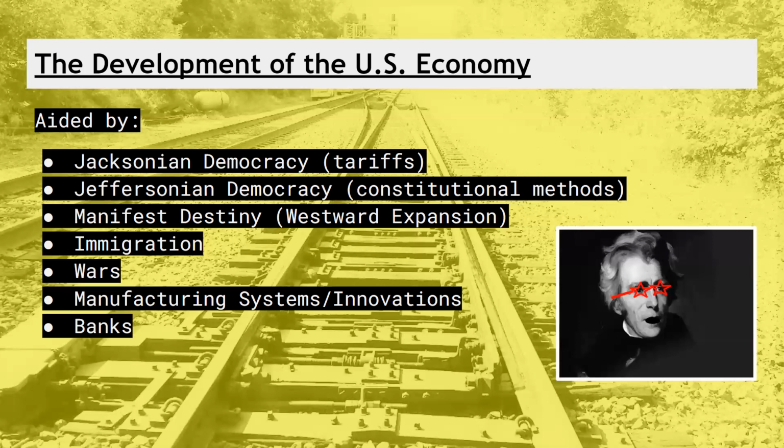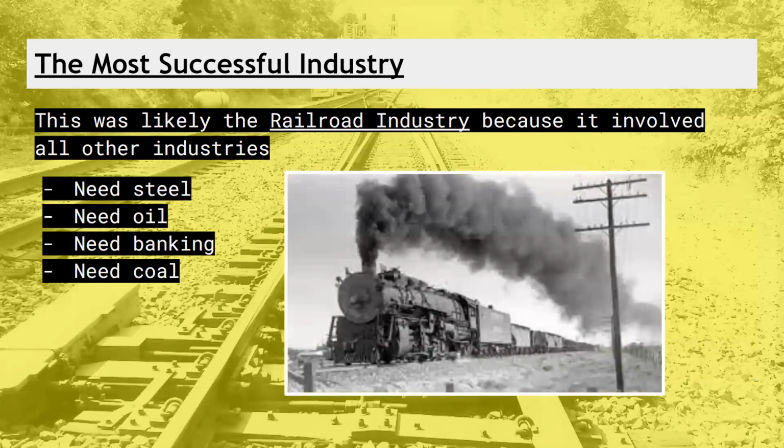And then manufacturing systems and innovations like the cotton gin. I mean, that was way back, but there's lots of different things like that, with the steam engine and railroads. And then banks. Remember that we had the national banks. Most successful industry? Now, this is just a biased opinion, but I think it was the railroad industry because it involved all the other ones. So Vanderbilt may have been the most successful one because he needed steel, he needed oil, he needed banking, and he needed gold.